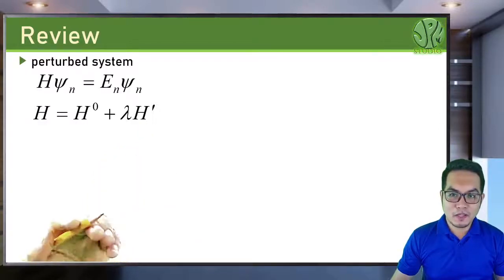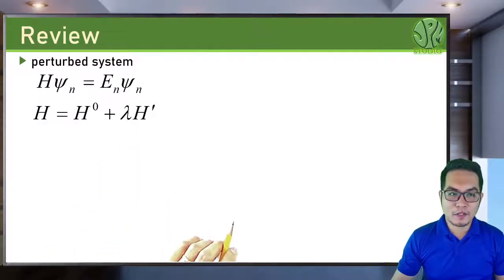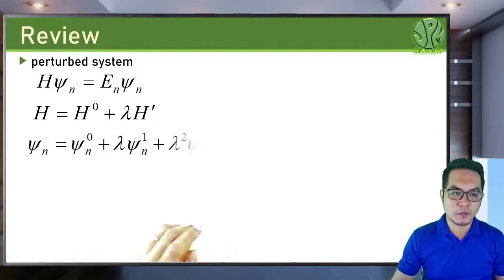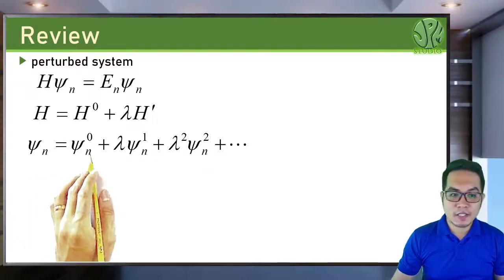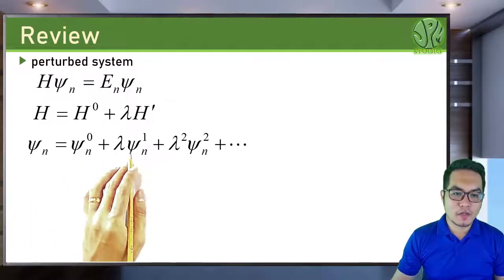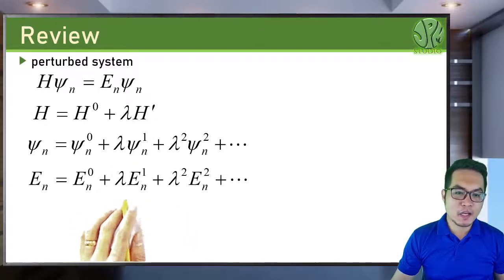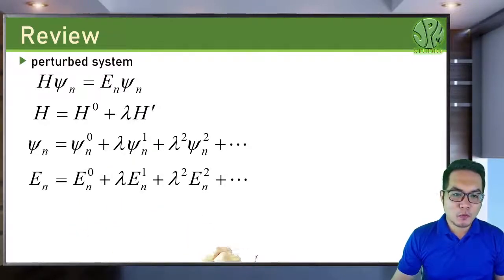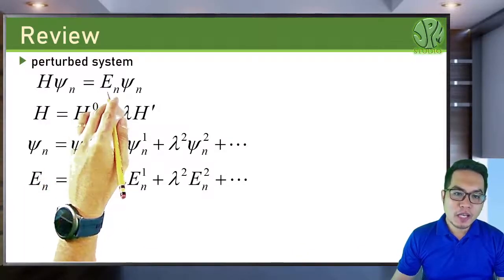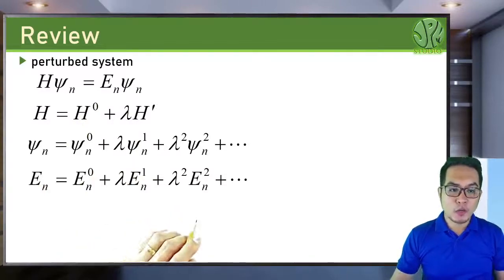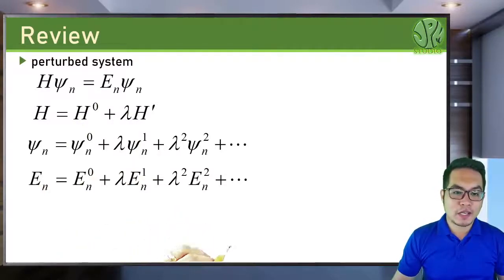Now, in our discussion for the previous lesson on first order non-degenerate perturbation theory, we let the new wave functions be a power series in lambda, similarly with the energy. And what we did is we substituted psi n and En into our original eigenvalue equation, and for the first order theory we collected all of the terms containing lambda to the power of 1, the first order terms. Hence we get the first order theory.